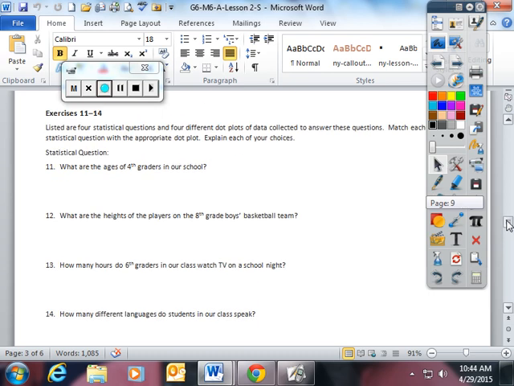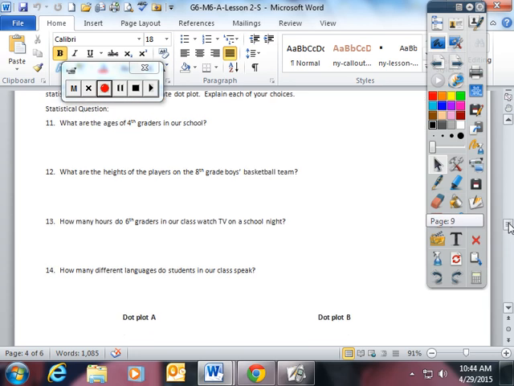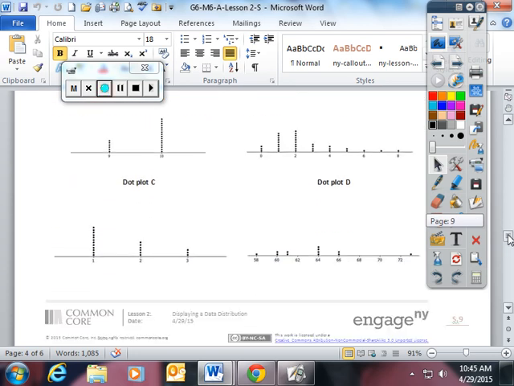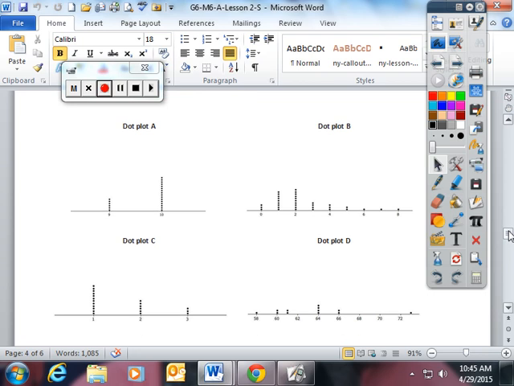The questions on this page want us to look at the questions and match them to the spread of data. So I'm just going to keep my page here so we can look at the data points and you guys can hopefully read the questions from the top. Question 11 asks, what are the ages of fourth graders in our school? Well, if you think about fourth graders, they can really only be one of two ages. They can either be 9 or 10. So when you look at all four of these, A, B, C, and D, it's pretty obvious that question 11 is going to match dot plot A.